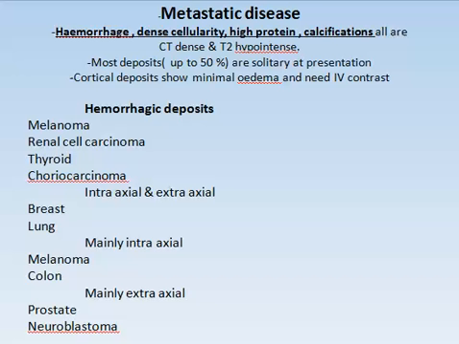Hemorrhagic deposits are mainly seen in melanoma, renal cell carcinoma, thyroid, and choriocarcinoma, and I'll remind you that renal carcinoma and thyroid carcinoma tend to send odd metastases, and here is the odd thing, they are hemorrhagic. Intra-axial and extra-axial deposits are seen in breast and lung, mainly intra-axial in melanoma and colon, mainly extra-axial in prostate and neuroblastoma, as neuroblastoma tends to fill the sutures.